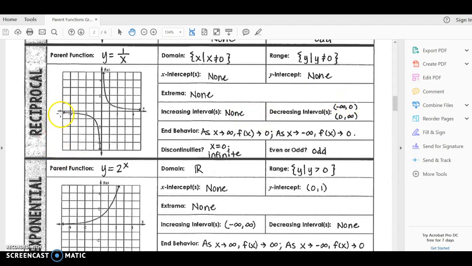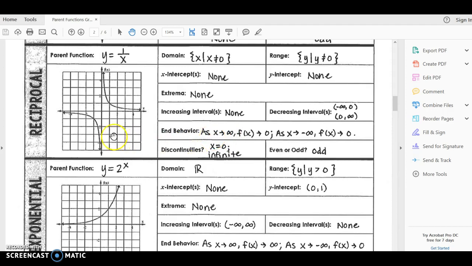Increasing: if you go from left to right, you always trace going down, so none of it is increasing. Decreasing: it decreases from negative infinity to 0. It's approaching 0, and then it goes from 0 to positive infinity. So decreasing, it has 2 intervals. It looks like it's all real numbers, but actually 0 is not included. So that's the only thing where it's not included there.